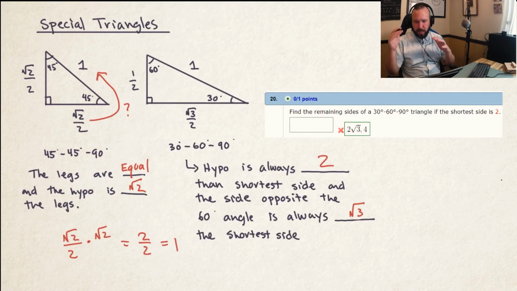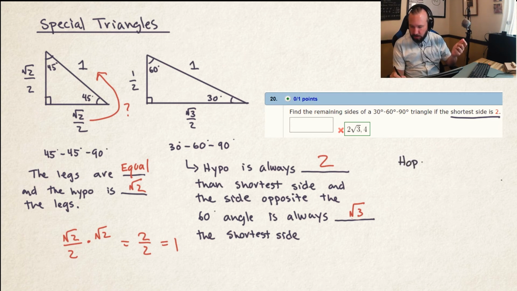For problem 20, they ask us to apply what we learned earlier about special triangles. So we're trying to find the remaining sides of a 30, 60, 90 triangle, and they tell us that the shortest side is 2. Okay, so the hypotenuse is always 2 times the shortest side. Sweet.